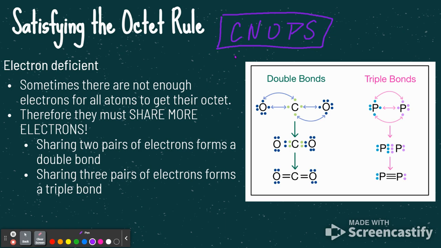And so just make a note to yourself. These are the only ones who can double or triple bond. Okay, little side note there, and that's going to help you out. Okay, all right.